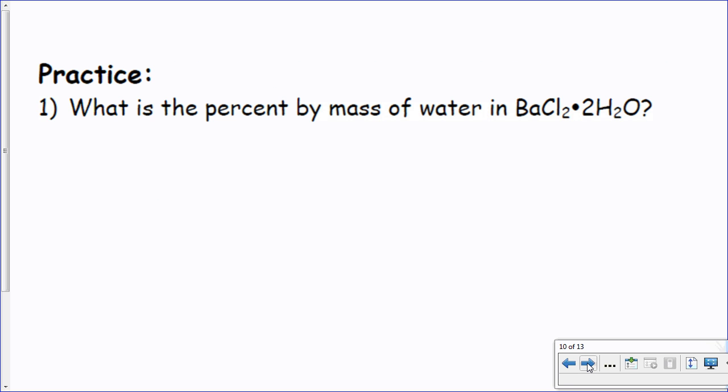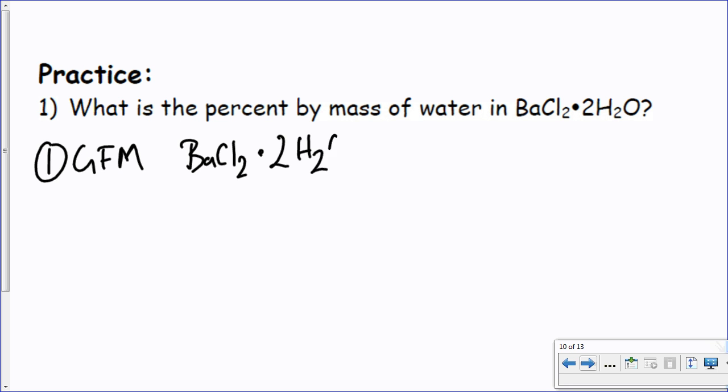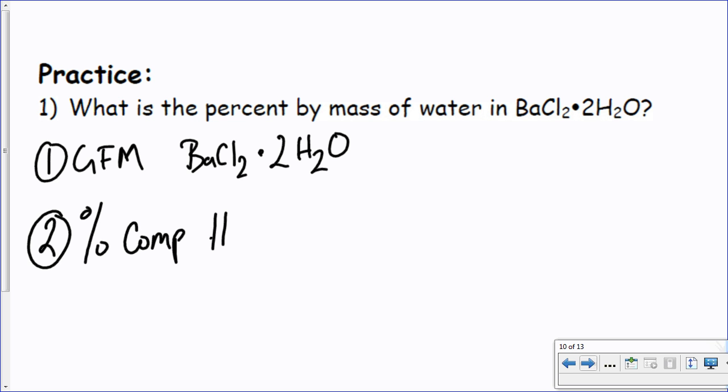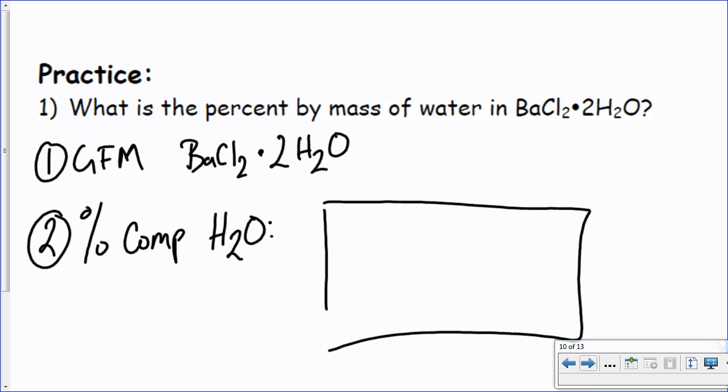Again, this next problem is exactly the same as the previous one, except that you have to first find the gram formula mass of the hydrate, BaCl2 with 2 H2O molecules attached to that particular compound. And then the second part, you're going to do the percent comp, in this case, of H2O. Okay, again, I want to see that in your calculations for your homework.